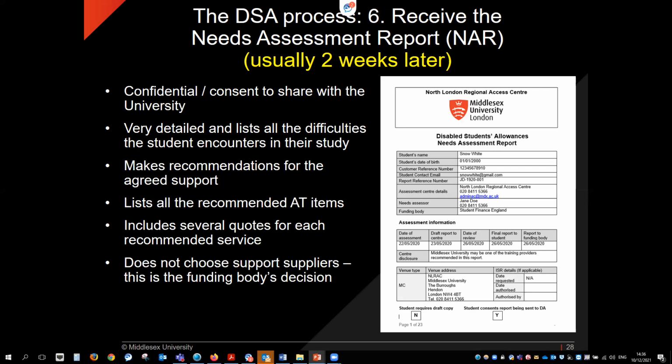And once this report has been written up, a copy goes to the funding body, a copy goes to the student, and if they've given us permission to share with the disability team at university, we'll send a copy to the disability team. And of course, the report will be password protected because it contains a lot of sensitive information.